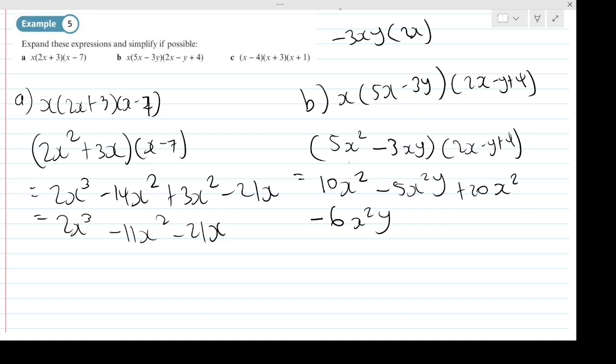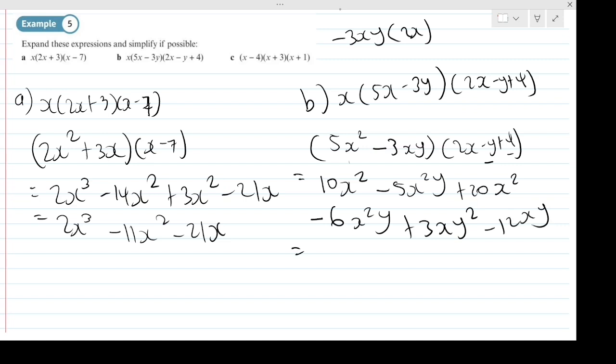Then the next term, minus 3xy times minus y, is going to be positive 3xy squared, okay? Because two minuses give a positive. And then lastly, we have minus 3xy times 4. That's going to be minus 12xy. And so we have 6 terms here. So firstly, let's collect the like terms.